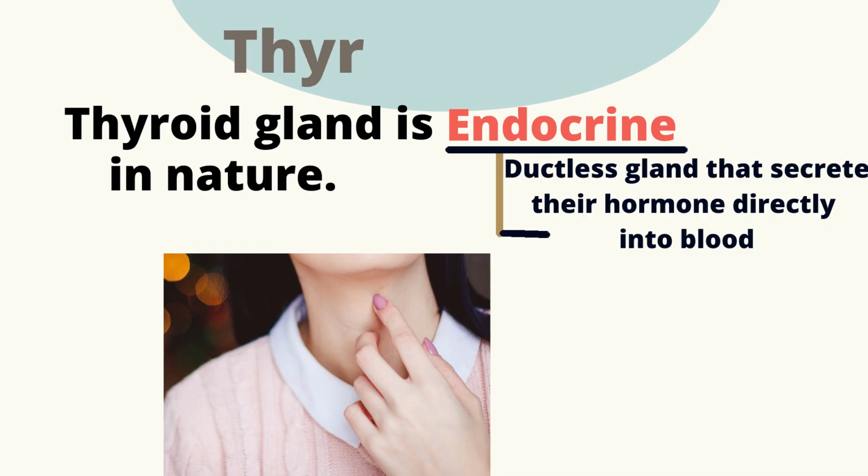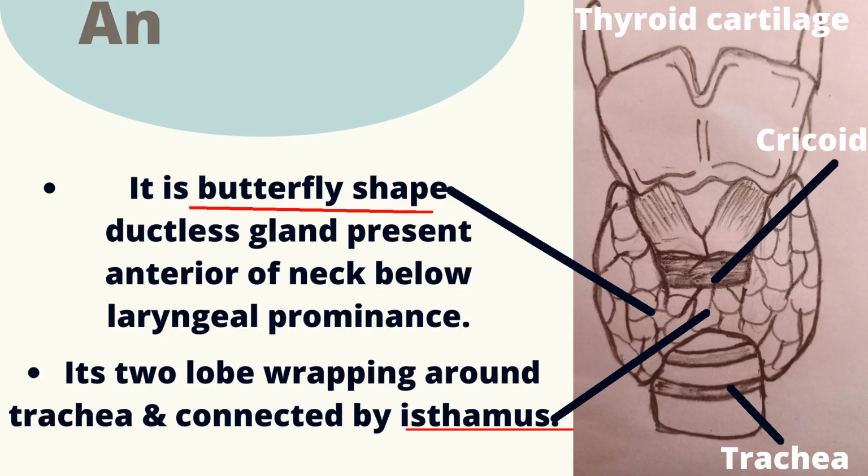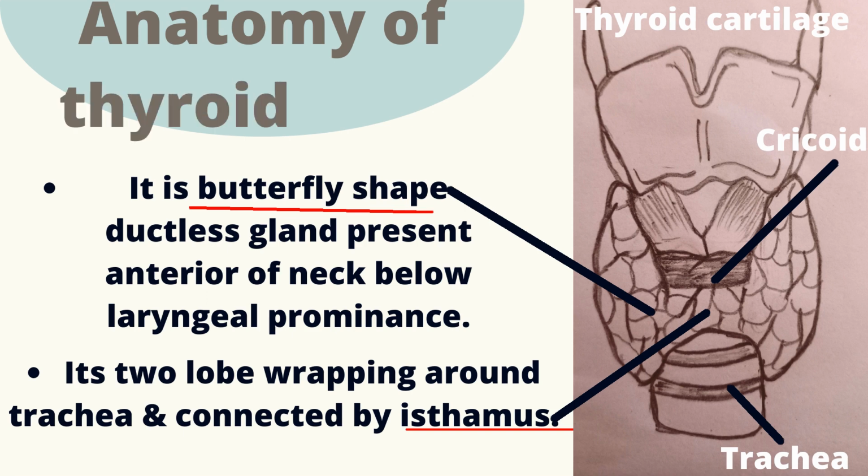Thyroid gland. Thyroid gland is an endocrine gland. What is endocrine? It is a ductless gland that secretes its hormone directly into the blood circulation. Anatomy of thyroid gland. It is a butterfly-shaped ductless gland present in the anterior of the neck below the laryngeal prominence.